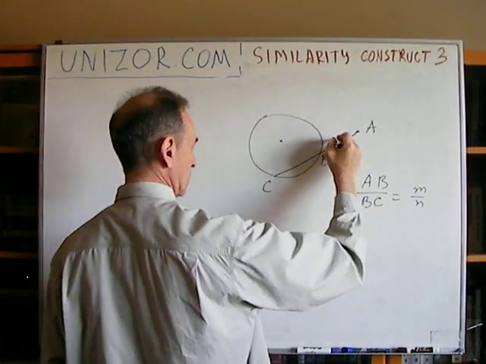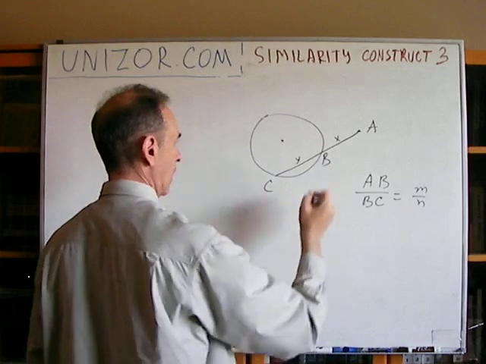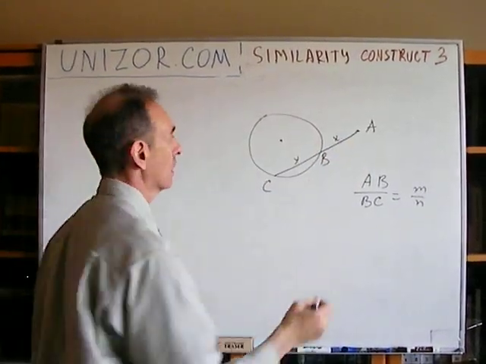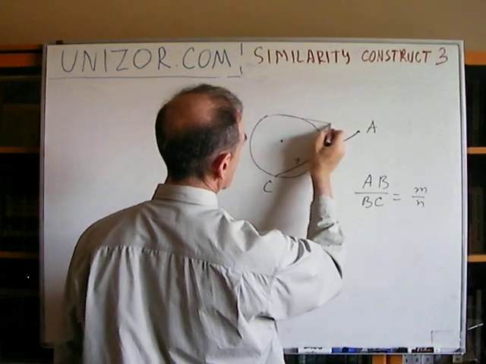Okay, let's call this piece X, this piece Y. And since my point is actually given, I can also say that the tangent is given.